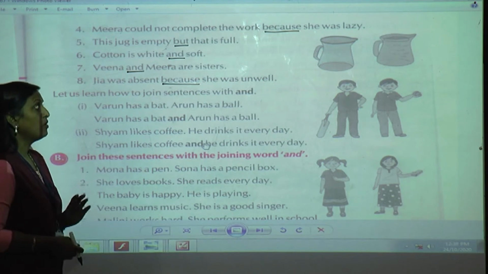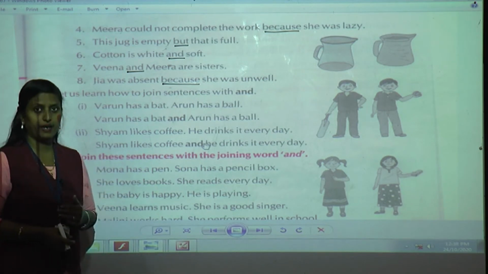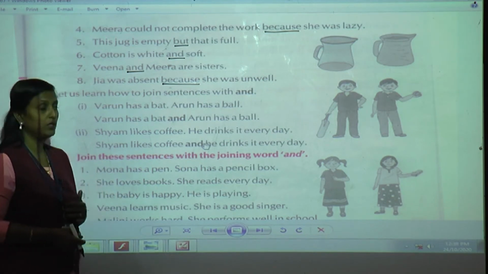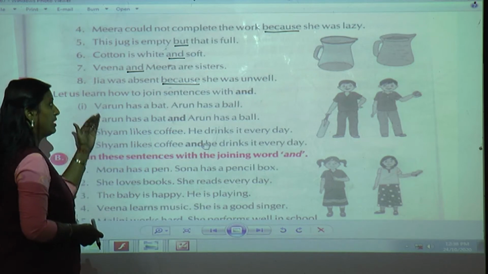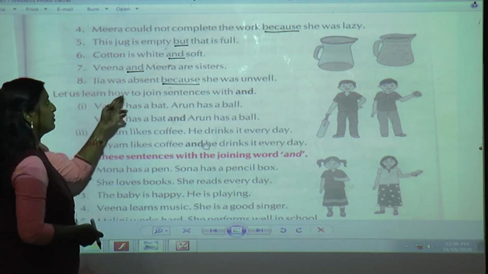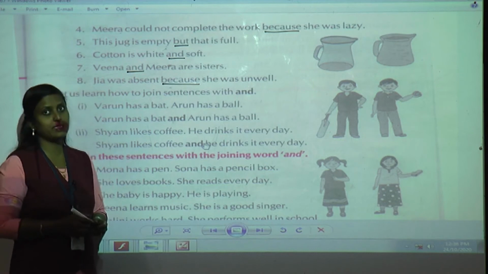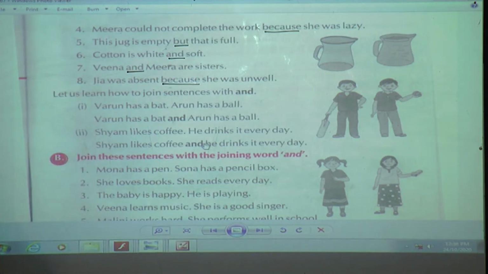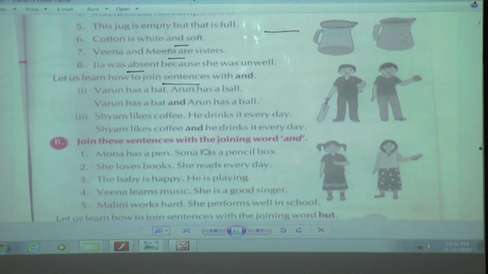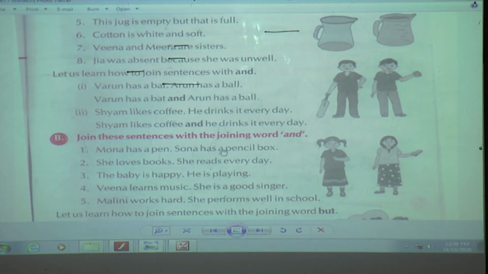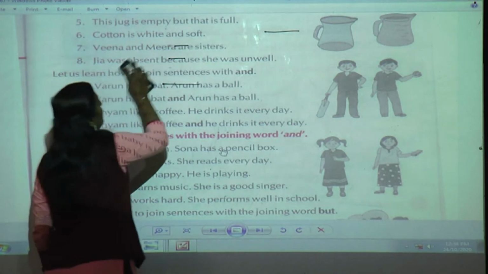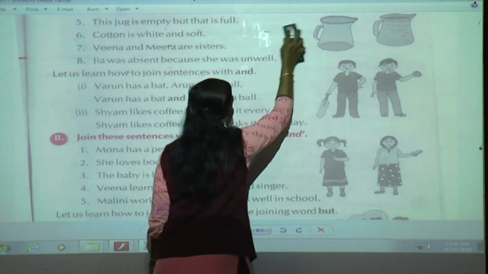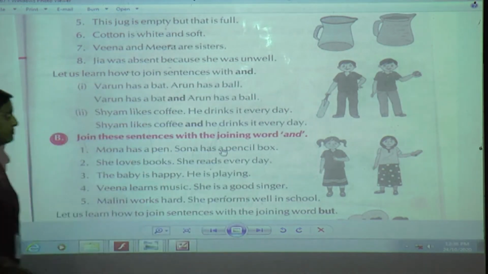Understood? Now how they have used and, but, because and or, that we are going to see. Means we are going to learn how to join the sentences with and. Are you ready, students, to learn? Till now we have learned how to recognize. Now we are going to learn how we have to join the sentences with and.